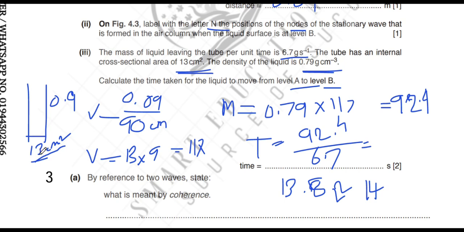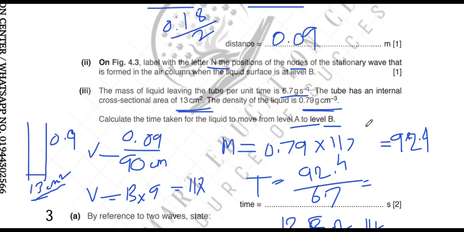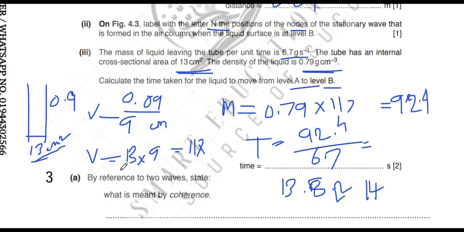So the cross-sectional area was given in centimeter square, and our value, this 0.09, was in meters, so we convert that value to centimeter. That would be 9 centimeters, and the volume should be 13 multiplied by 9. Cross-sectional area multiplied by height would be 117 centimeter cube, and then this value would be used with the density to find out the mass. That would be 92.4, and the time taken would be 92.4 divided by 6.7. We get 13.8, or it can be rounded up to 14.